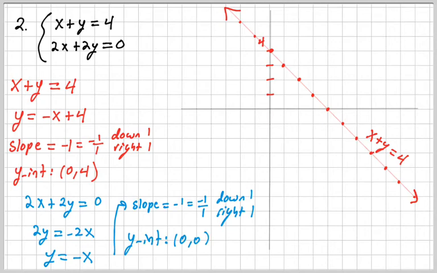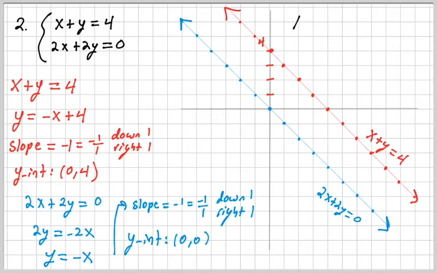Notice that they do have the same slopes. That's what we'd call parallel lines. Okay, so we'll start at the origin and go down one, right one. Just a whole bunch of points. Okay, and then we'll go ahead and connect them and label our line.